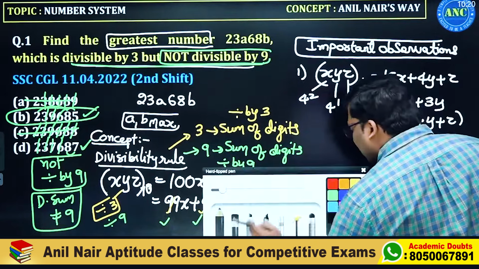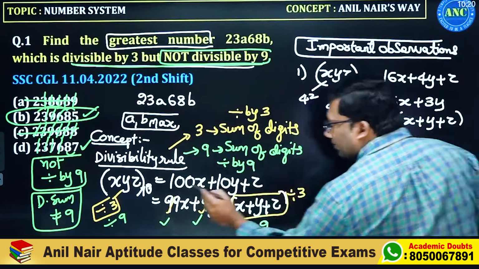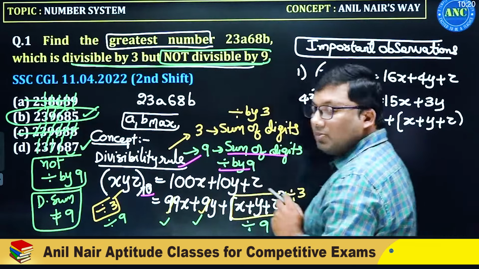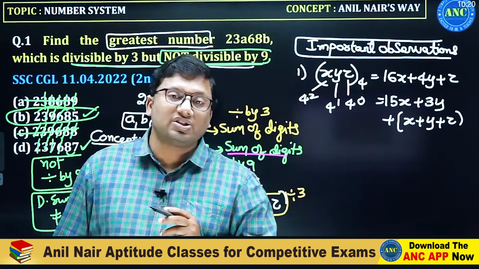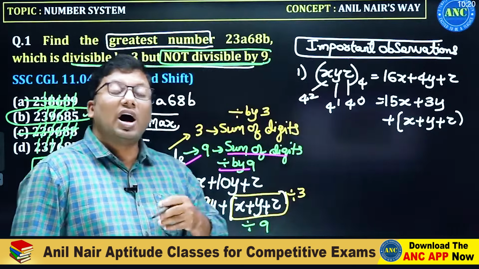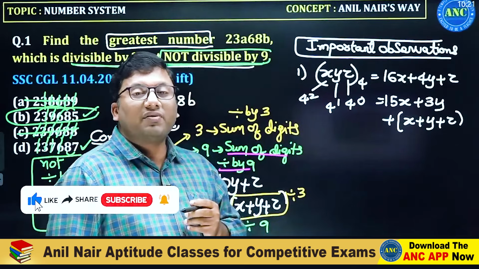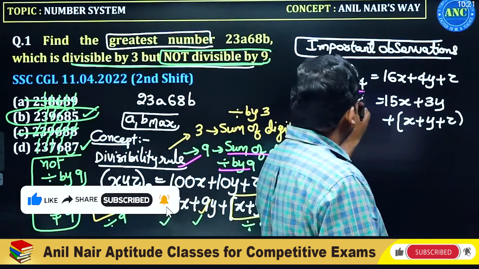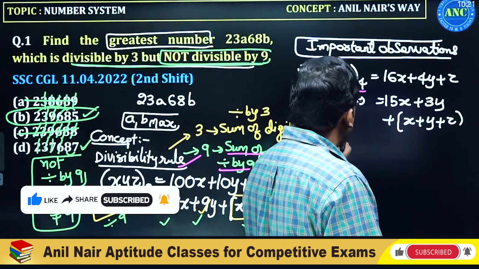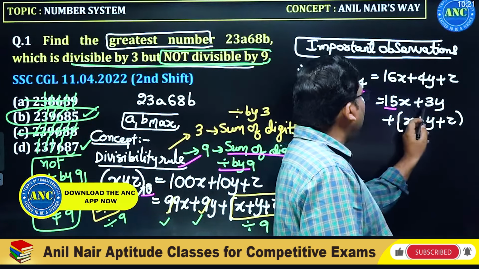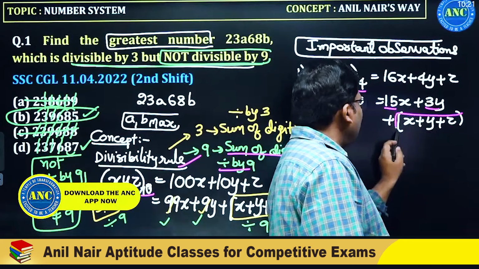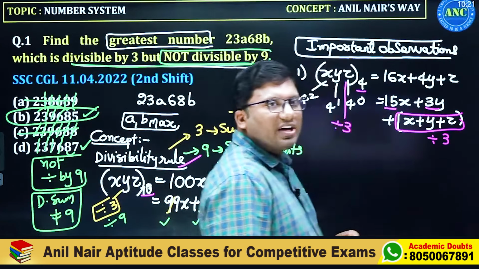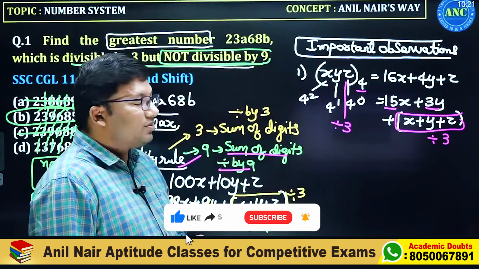Now listen carefully, sir. In base system 10, the divisibility rule of 9 is that the sum of the digits should be divisible by 9. In base system 4, 15x plus 3y is already divisible by 3, so x plus y plus z should be divisible by 3.